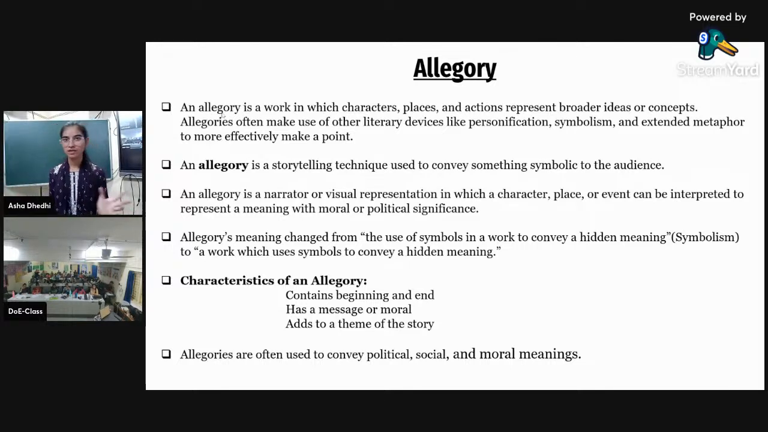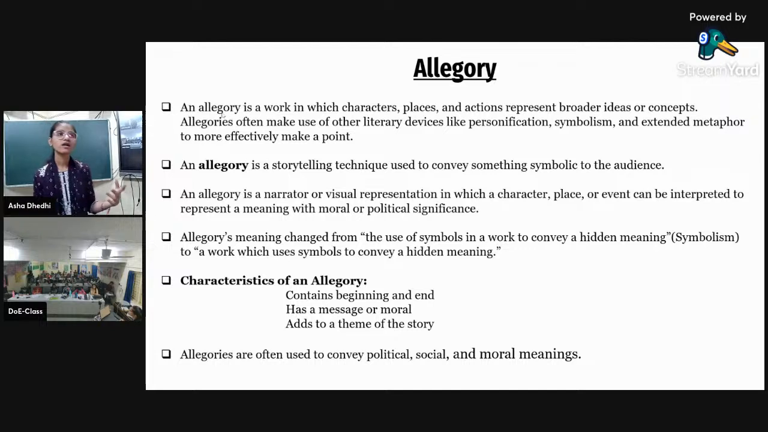Now, what are the characteristics of allegory? That it contains a beginning and end within it, because allegory is a kind of story, right? So it has some beginning, it has some climax in between, and it has some ending as well. And now, the second thing is that allegory has a message or moral.